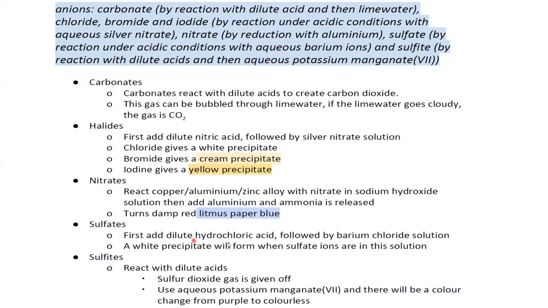If sulfate is there, we'll add hydrochloric acid followed by barium chloride, which will give a white PPT. And if sulfite is there, sulfate is SO4, sulfite is SO3. It will react with acid, it will give out sulfur dioxide, which will turn potassium manganate(VII) from purple to colorless. Potassium manganate is purple, but it will turn it to colorless. I'll show the video related to this explanation.